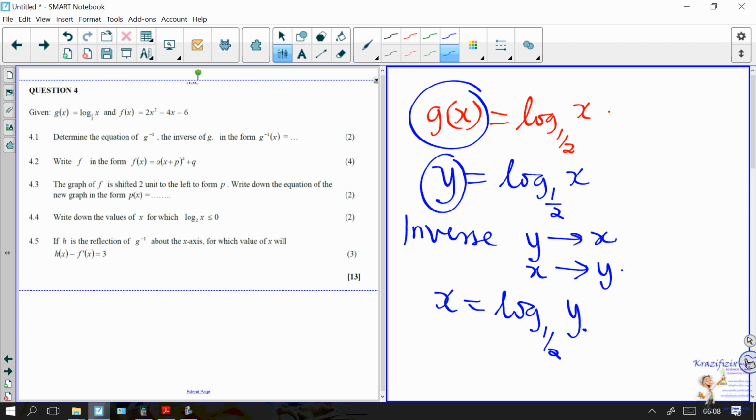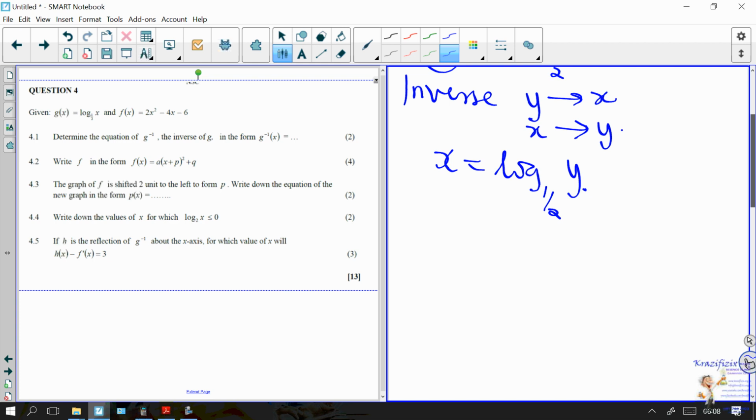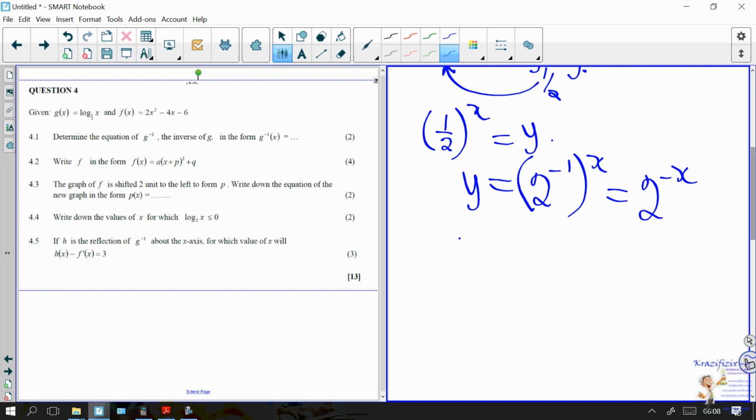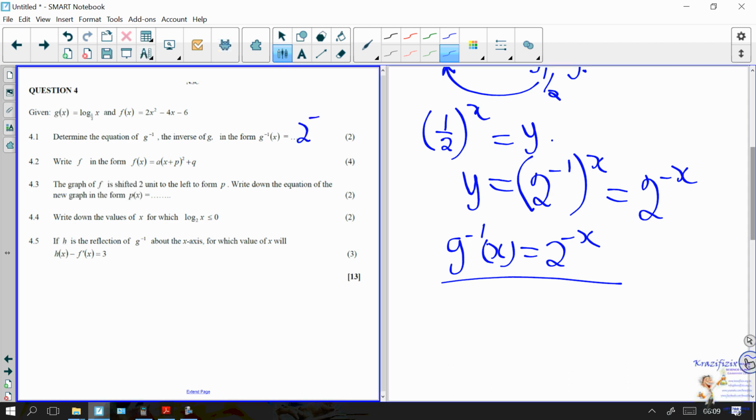But I must now solve for y. Using our logarithm principles, I'm just going to bring that as a base there. Half to the power x equals y. So what is my y? My y is actually 2 to the power negative x. And that's my new function. My g inverse of x is 2 to the power negative x. So you have your 2 marks there quickly, and you run away. Let me keep that answer here because I might need it as we go on.